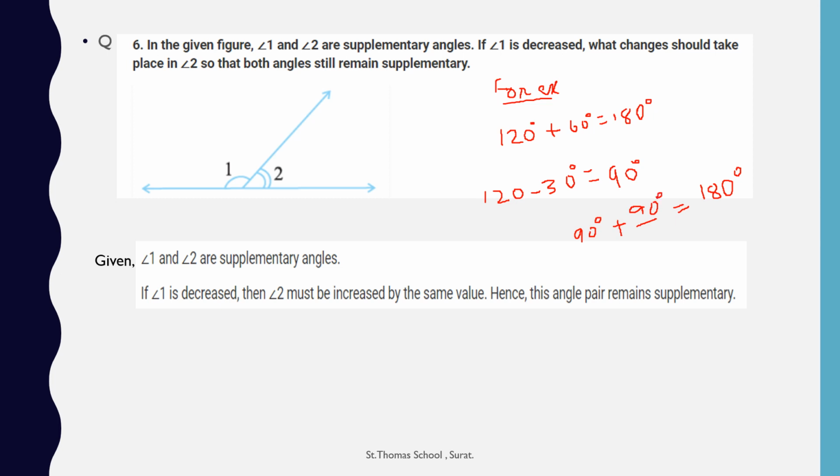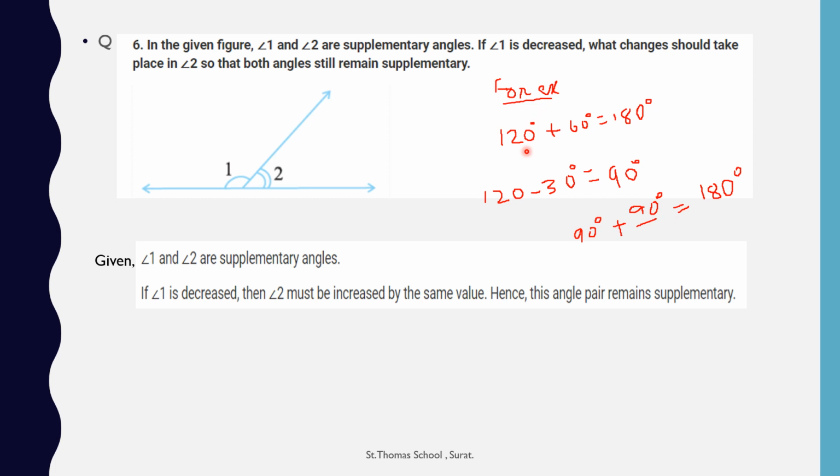So what do you understand from here? We subtracted. Angle 1 is decreased. So before it was 120, now it's 90 degree. That means angle 1 is decreased. So what change comes in angle 2? Here it is 60 degree. 60 plus 30, that is 90 degree. So what change have you observed here? Angle 2 is increased. Clear?